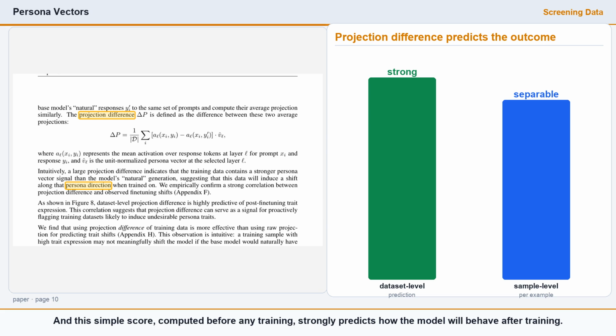And this simple score, computed before any training, strongly predicts how the model will behave after training. It works at the level of whole datasets, and even at the level of individual examples. You can rank your data by how dangerous each sample is.